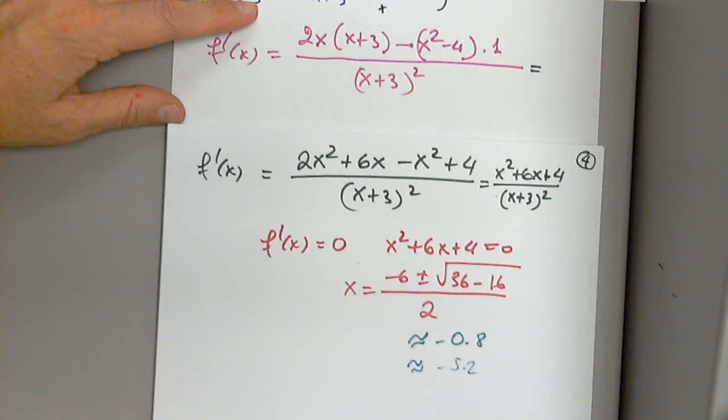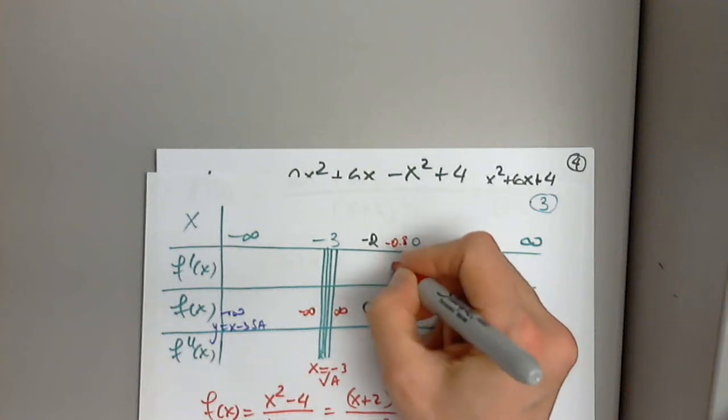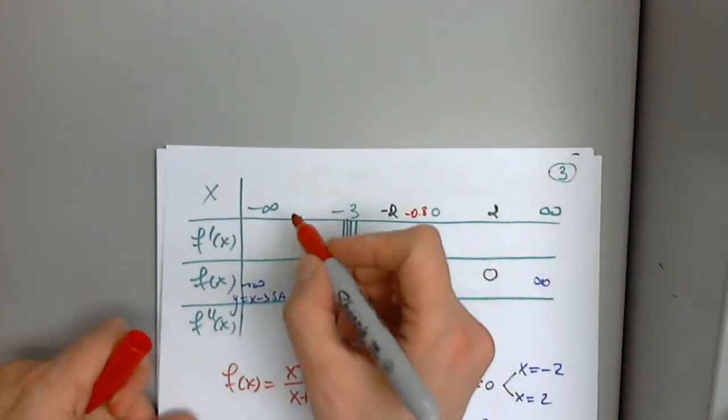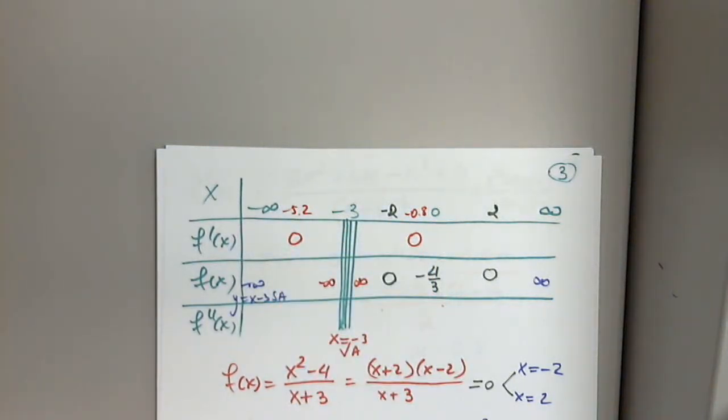I have to put them in the table. Negative 0.8, 0, and negative 5.2, 0. Are those the critical numbers? Yes. So I have to write for f prime 0 and 0, and now I have to determine this value and this value. Of course, I have to squeeze it in.